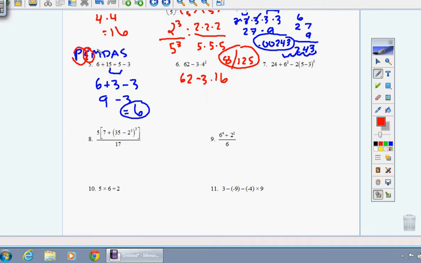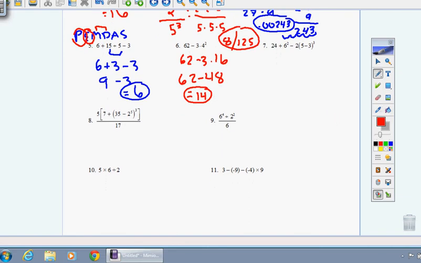How about multiplication or division? Do I have any of those? I do. I have multiplication here. 3 times 16. Well, that's going to give me 48. So I have 62 minus 48. And now all I have left is subtraction. So let's do 62 minus 48. It's going to give me a final answer of 14.